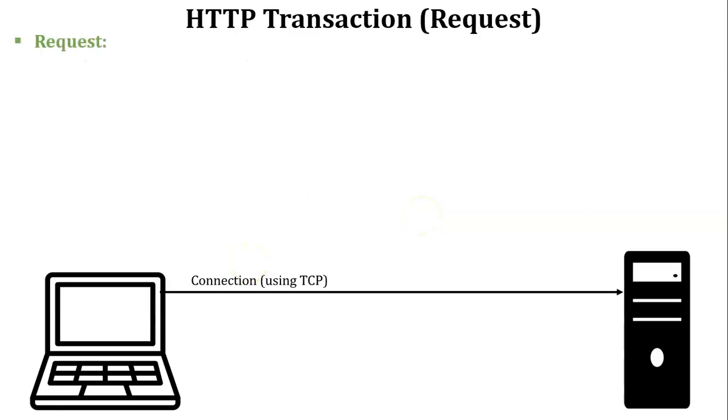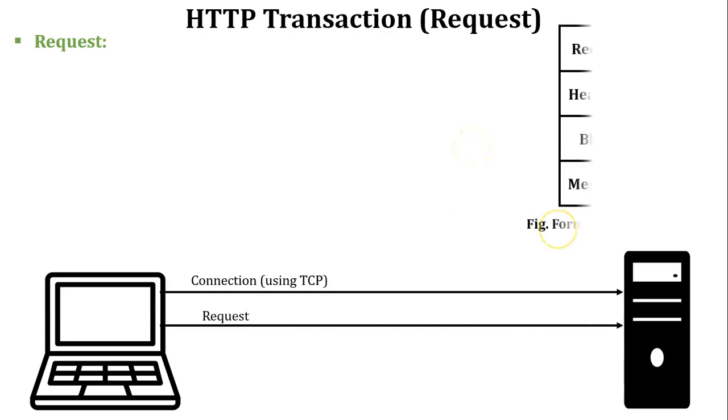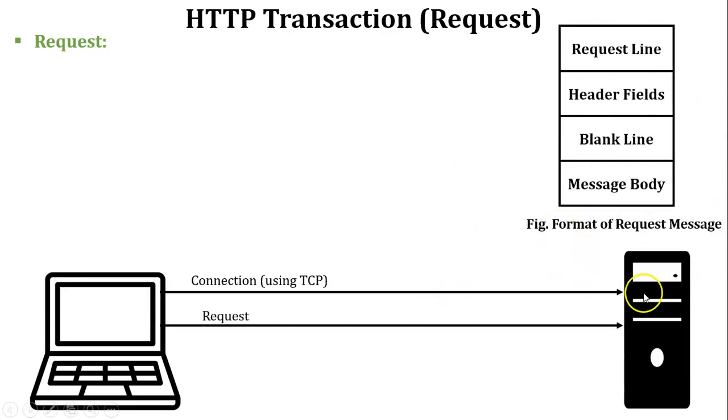Next component is request. Here the client sends a request to the server. Now see this diagram. This is the format of the request message. There are four parts in the request message format. The first one is the request line, the second one is the header field, the third one is a blank line, and the fourth one is the message body. So here we are discussing the HTTP request. I will discuss the request line from this format of the request message.